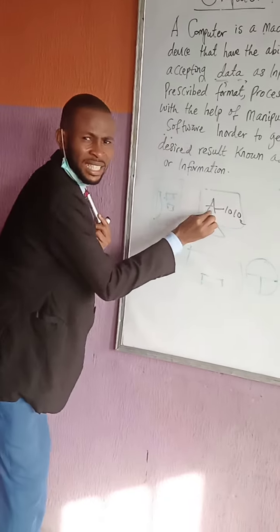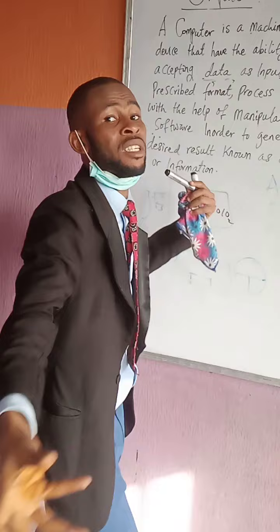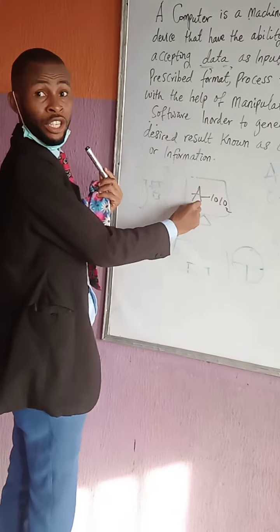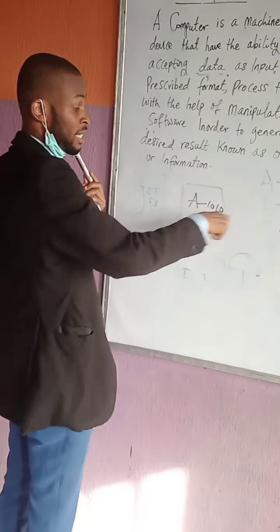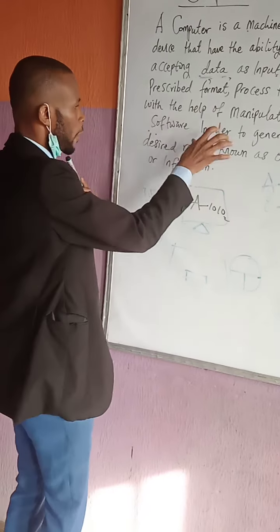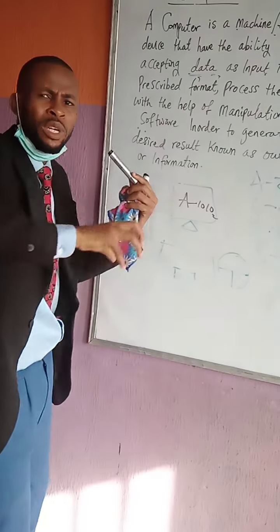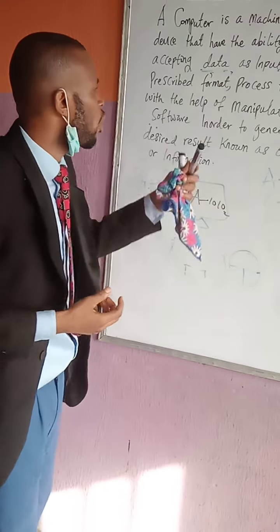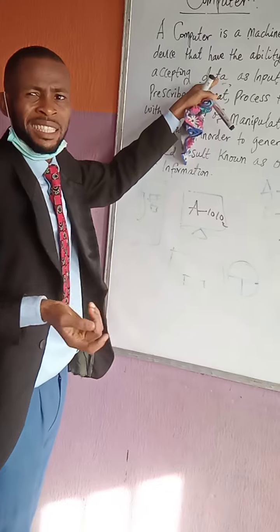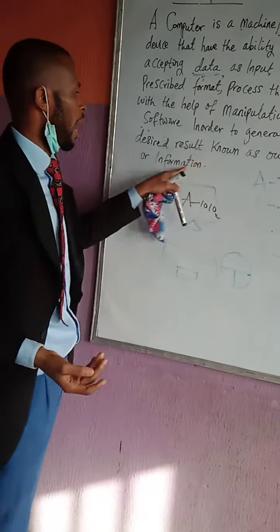Computer does not understand this A, but there's some software that always translates it to its own language. Then another software will translate back to human language for you to see on the screen. Because we will not understand this 1010. In order to generate desired results, why do we need to get results? We need to get results because we have input data and the software has converted it into what? Information or output.